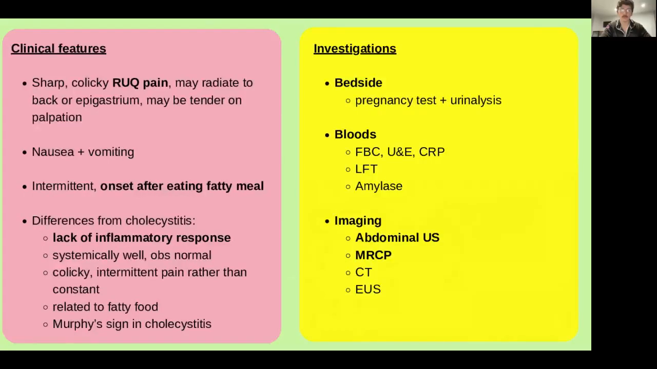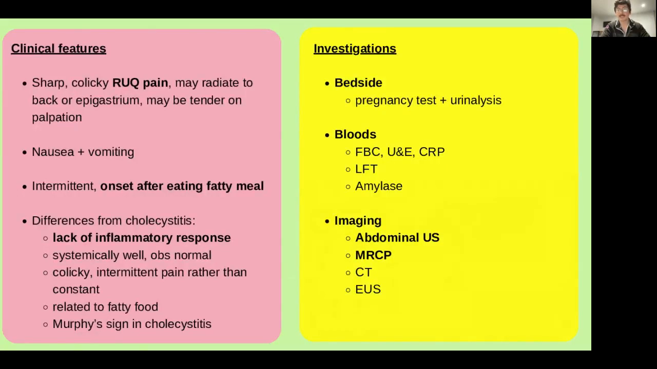And reasons why you might want that is if, for example, on the ultrasound, you see the common bile duct dilated, so then you want better imaging to see if there's a stone in the common bile duct, which isn't always so easy to see on ultrasound. Or if the LFTs are really deranged, you might want a better look with the MRCP. So that's a bit further down the line.